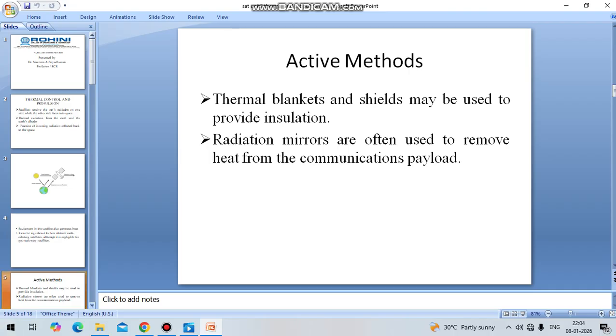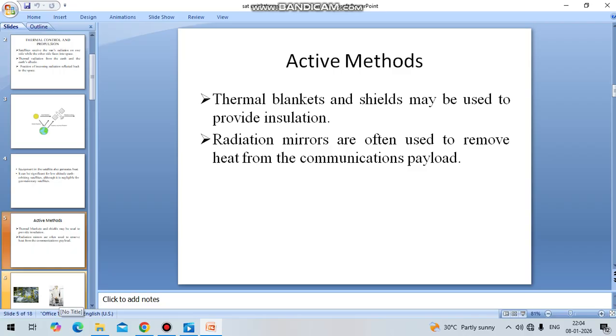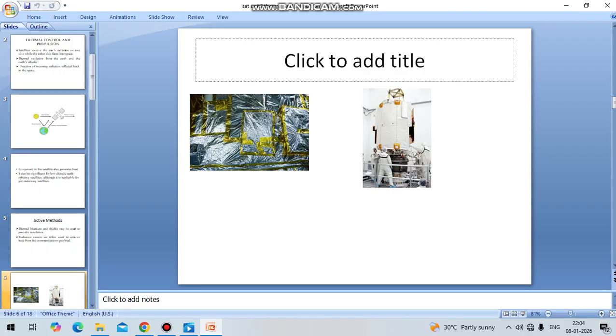In the active method, thermal blankets as well as shields and radiation mirrors are used. These are the thermal blankets and shields used when the elements or components of the satellite are covered by these sheets as well as protection blankets. Because of that, the excess heat or radiation from the sun or other devices will not affect the internal parts or components of the satellite.